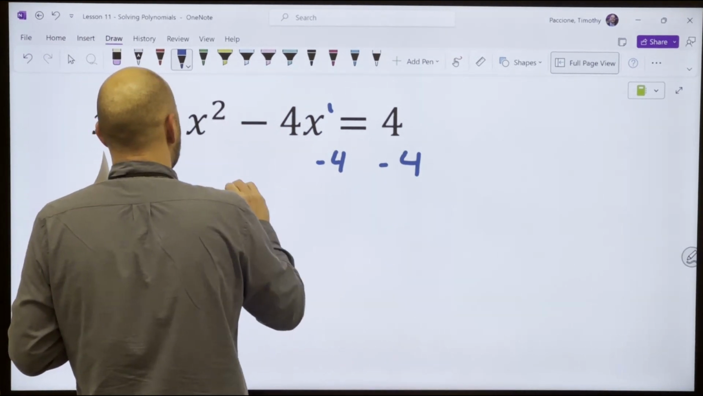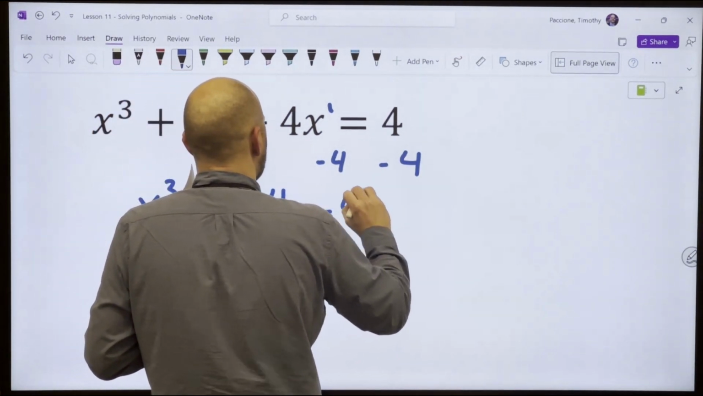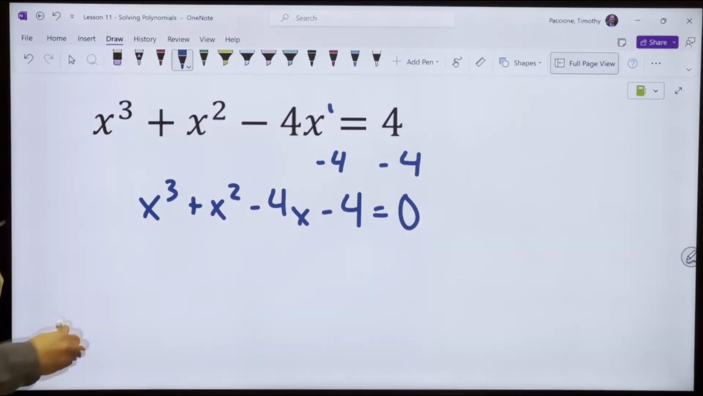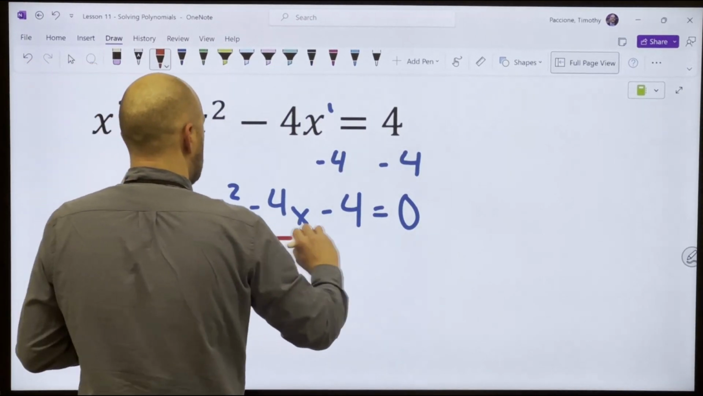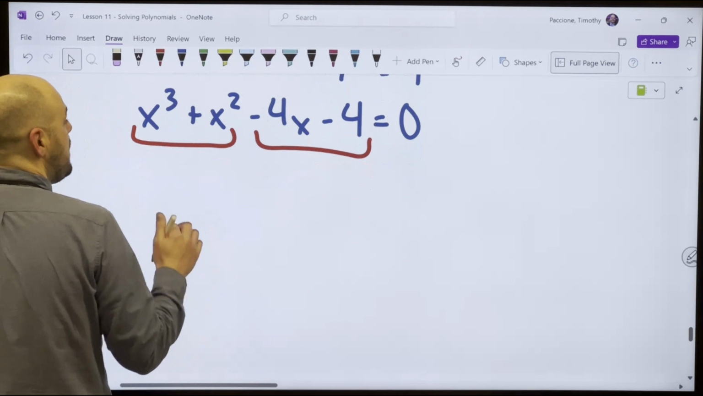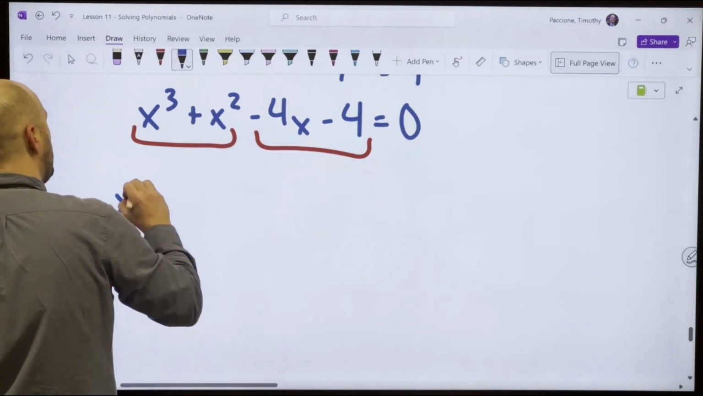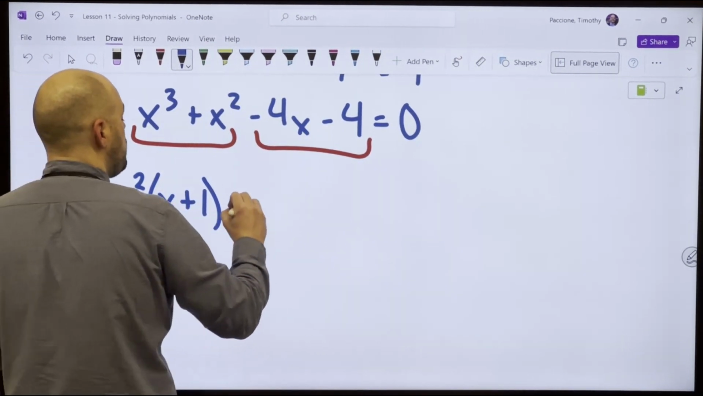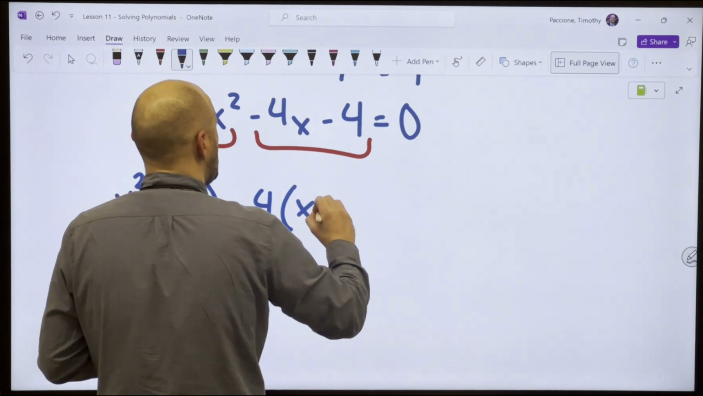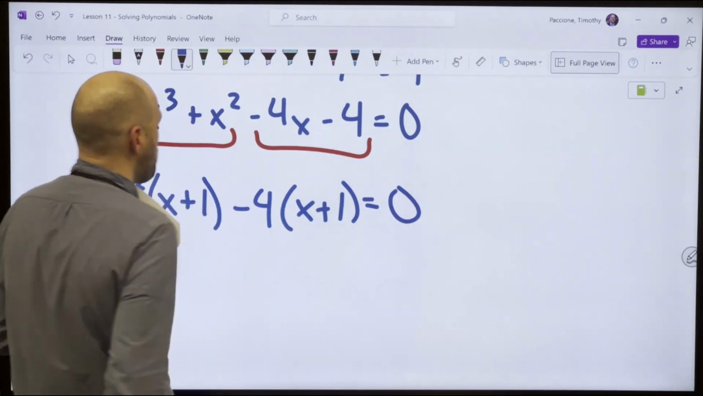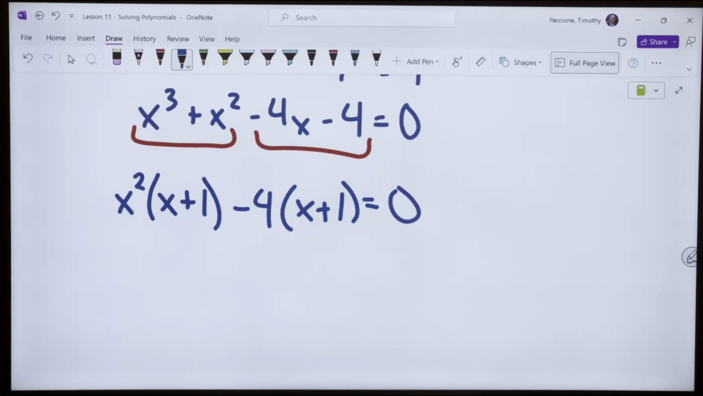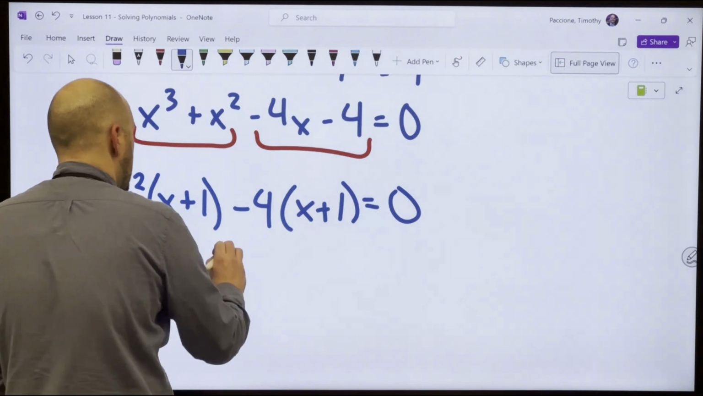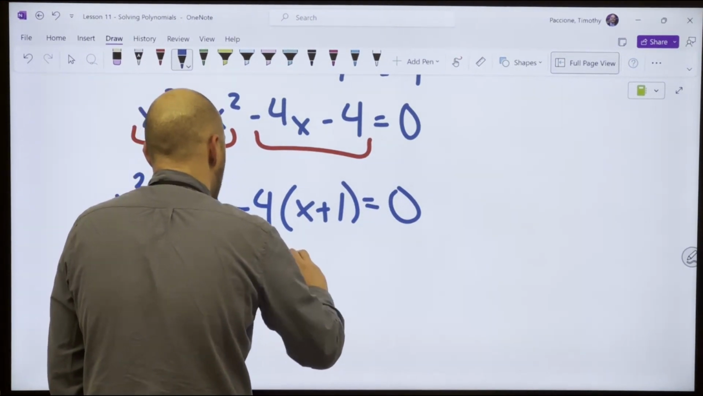x to the third plus x squared minus 4x minus 4 equals 0. Okay, now grouping. 3, 2, 1, nothing. Got my group. My GCF in the first case is x squared, which leaves me with x plus 1. Over here I have minus 4, which leaves me with x plus 1. It's good news, right? The x plus 1 is my new GCF. It comes out front, and the rest goes in the back. x squared minus 4 equals 0.